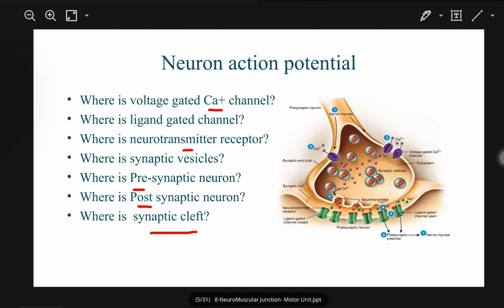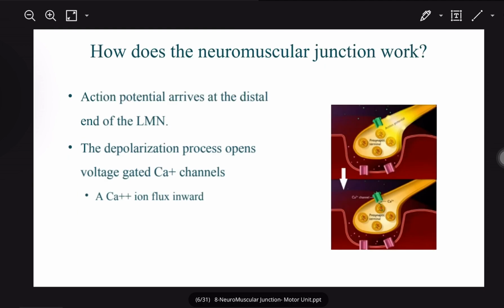I will ignore these pictures for now because we're going to talk about them in more detail. How does the neuromuscular junction work? An action potential arrives at the distal end of what we mean by LMN.